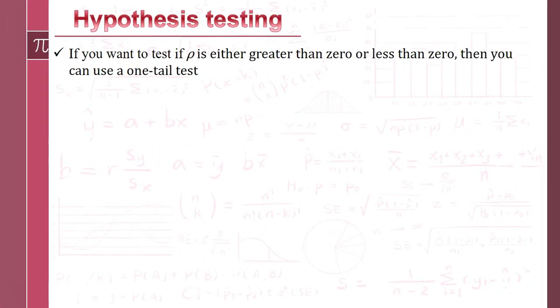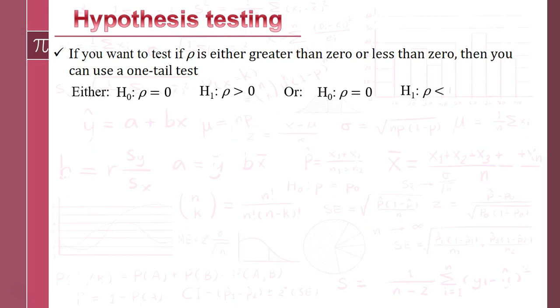We want to test to see if rho is greater than 0 or less than 0. If we're saying it's greater than 0, that's positive correlation, and less than 0 is negative correlation, so that would be a one-tail test. We've got either our null hypothesis, H0, rho equals 0, in which case there's no correlation, or H1, rho is greater than 0, in which case the correlation for our whole population is a positive correlation. Alternatively, that would be the equivalent for a negative correlation. So all we're really doing is asking, is rho greater than 0 or is rho less than 0?